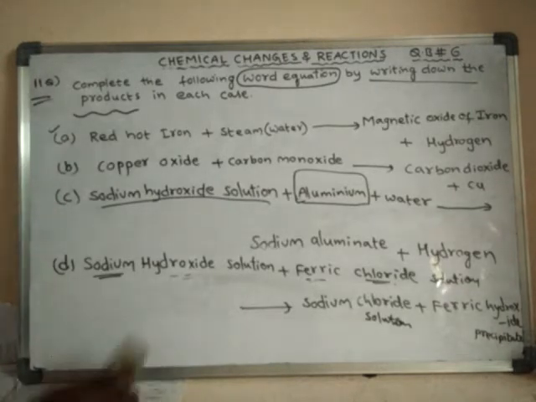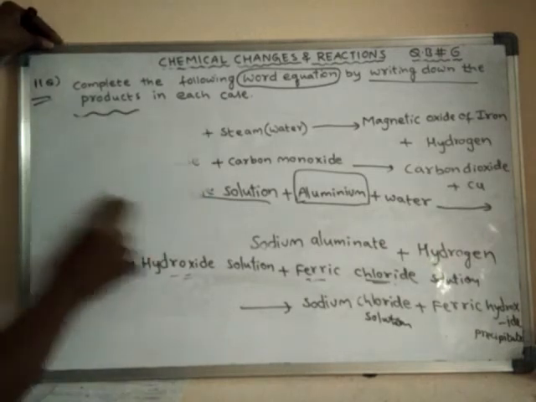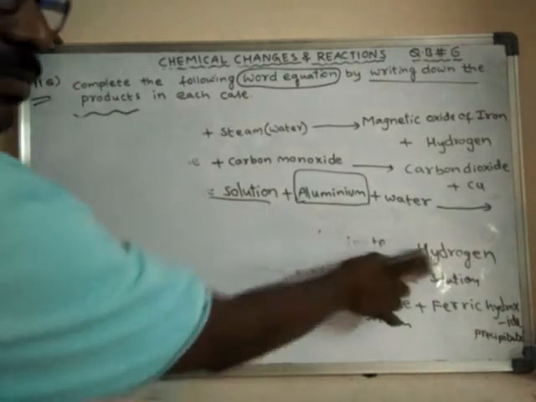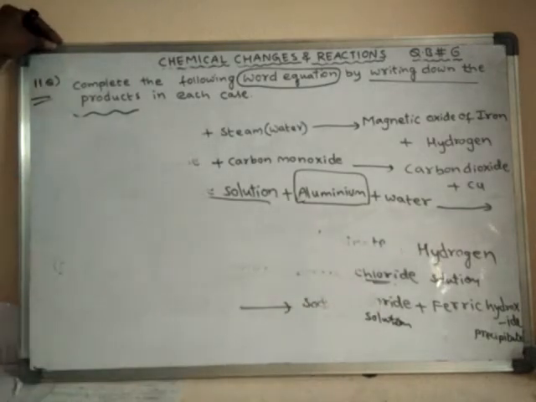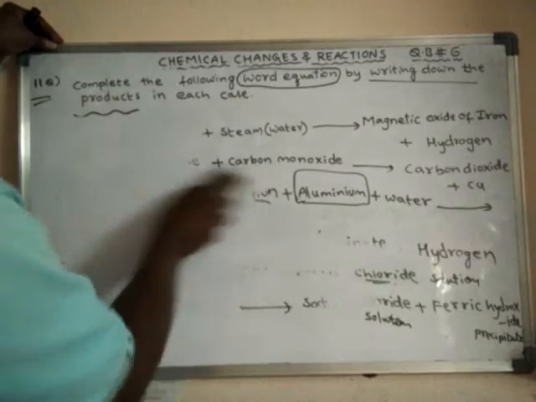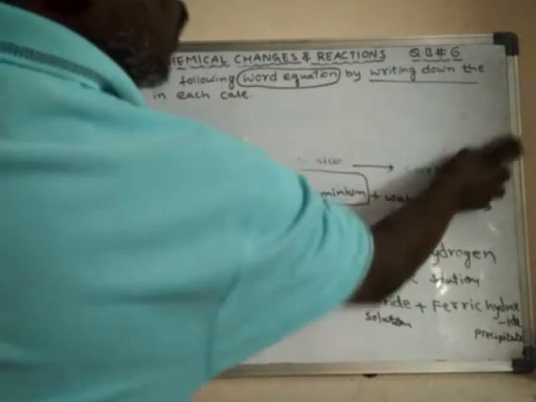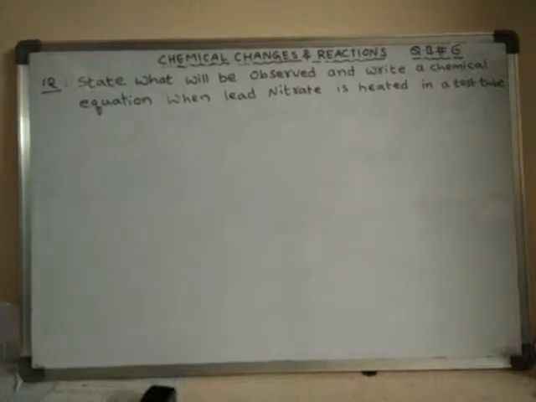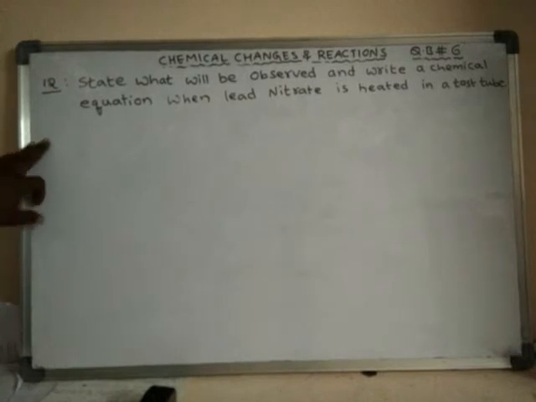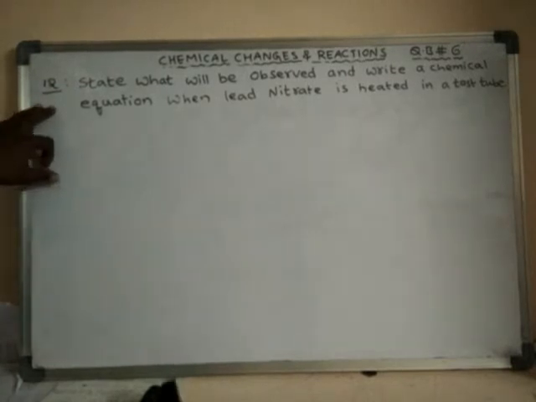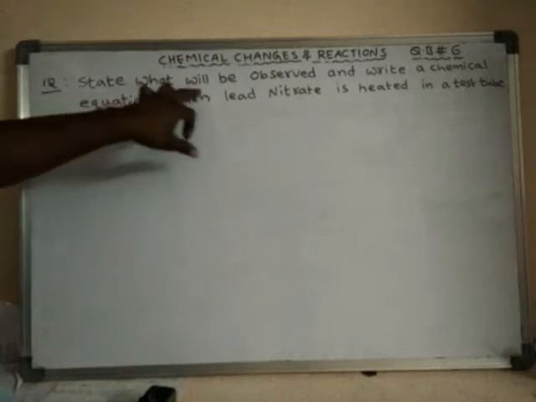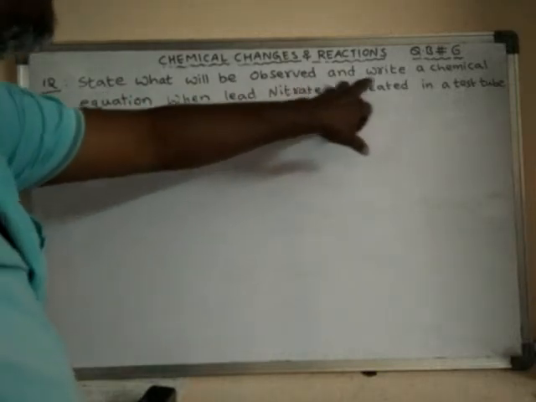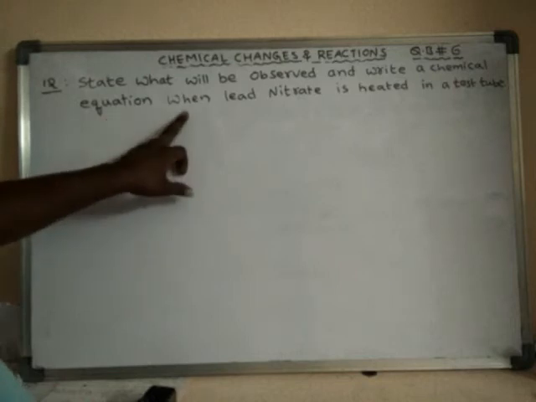So now let us learn the next question. Let us discuss the next question. The next question is the 12th question. It goes like this. State what will be observed and write a chemical equation when lead nitrate is heated in a test tube.